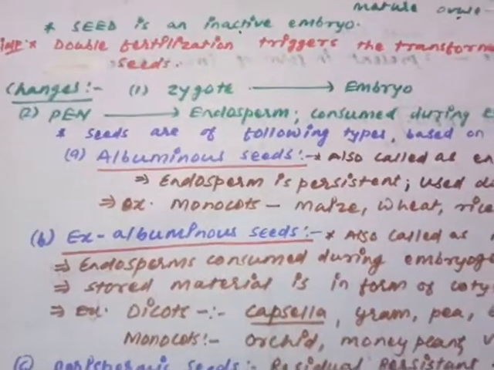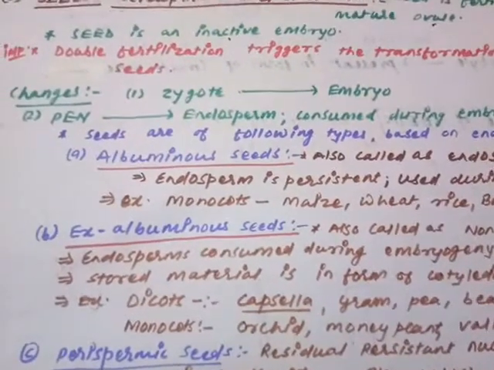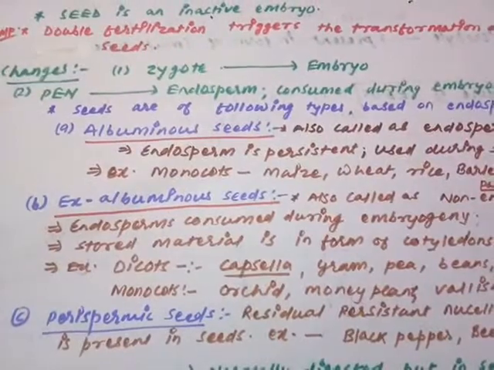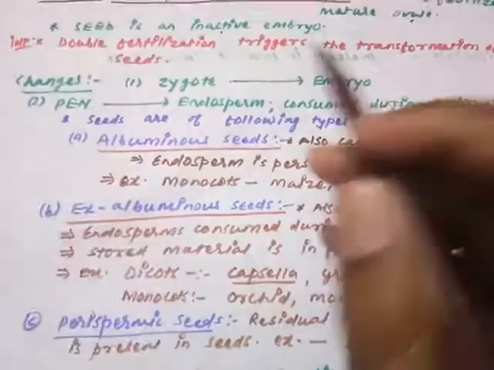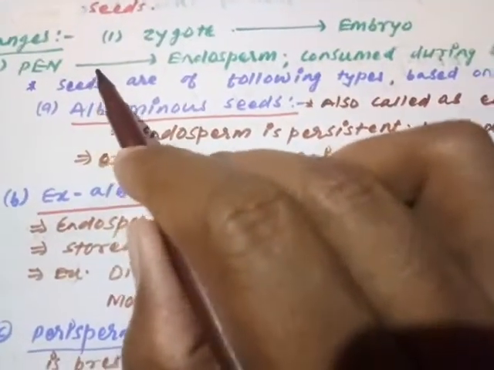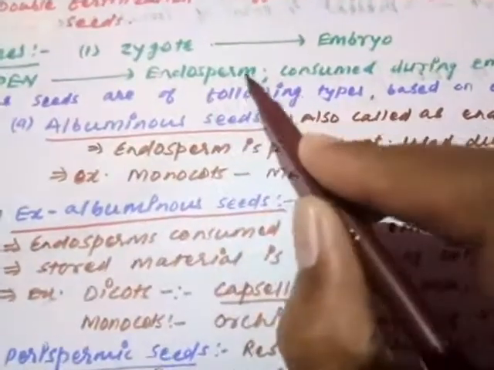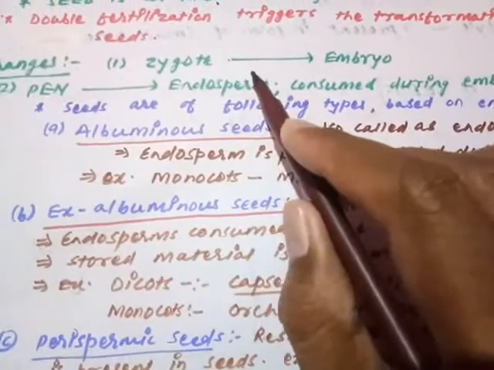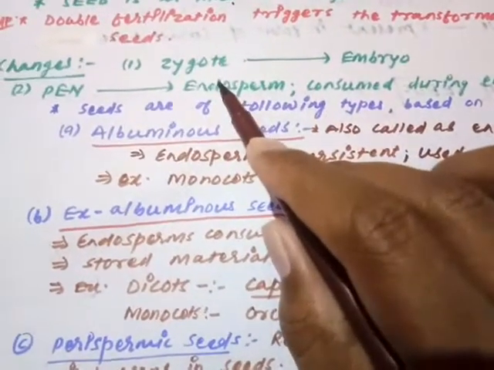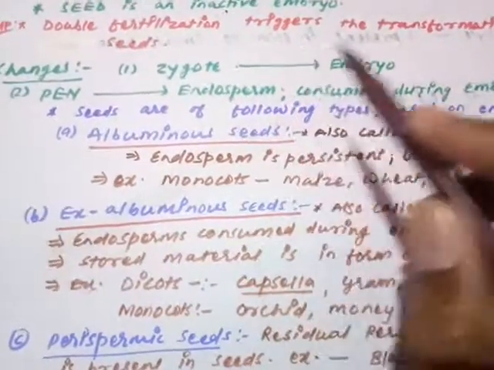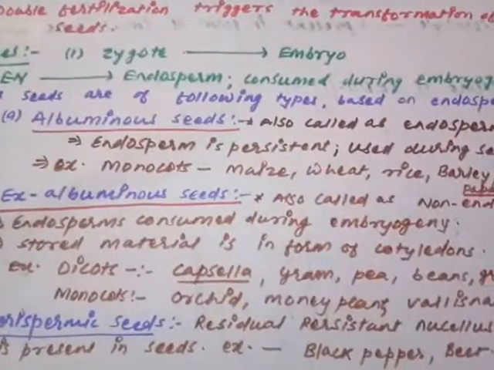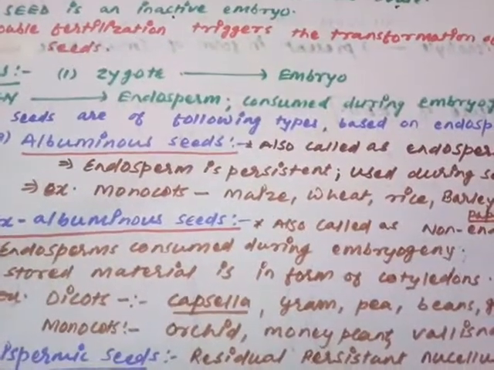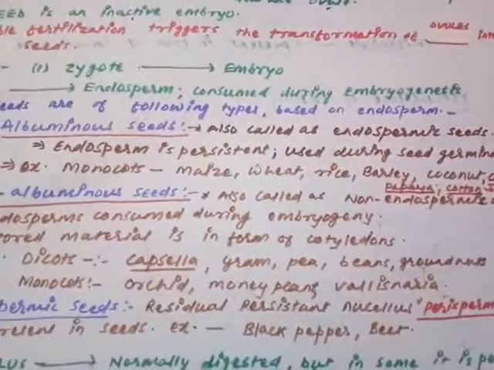The next change, you know very well, in the previous lecture we have seen that double fertilization is the process by which the PEN is going to be produced, and that PEN of the embryo sac is going to form what? Endosperm. So the first change is the zygote forming the embryo, and the second change is the PEN producing the endosperm. The endosperm is usually produced to provide the energy during the embryogenesis.